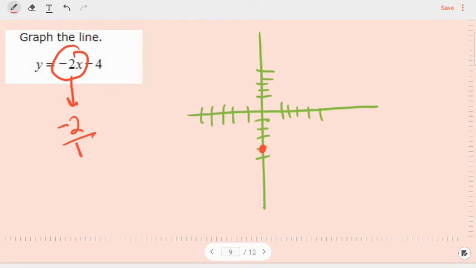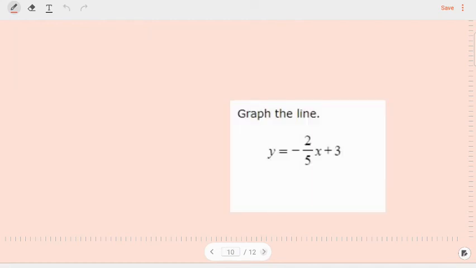So I'm going to go back to this dot, and I'm going to count down 2 spaces, and over 1 space, down 2 for the negative 2, over to the right one for the positive 1. I connect my dots, and there's my line. All right, so graphing this slope, this graph, I mean.